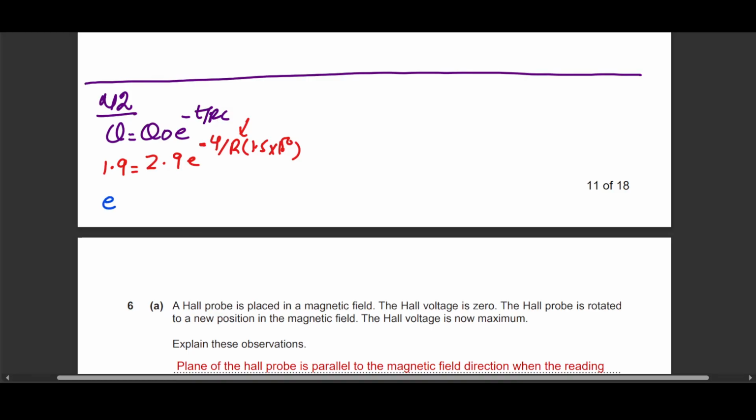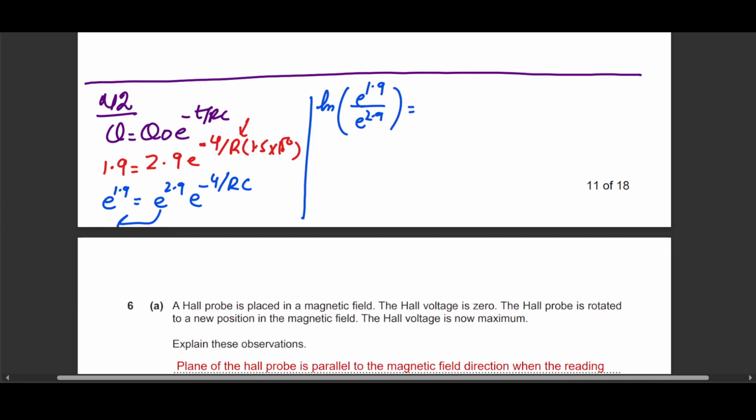So this is going to be e raised to power 1.9 equals e raised to power 2.9 antilogs equals e raised to power minus 4 divided by RC. Now, once you take this over there and you then take the natural log, this is going to look something like this. ln e raised to power 1.9 divided by e raised to power 2.9 equals negative 4 divided by RC, because ln of e becomes 1, right?